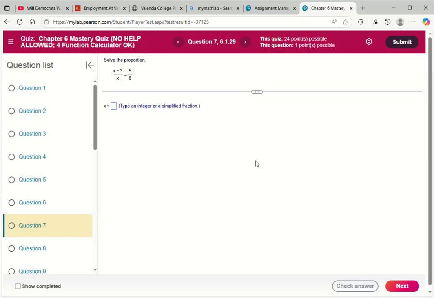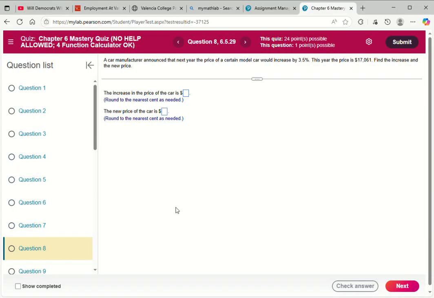The next question, question number 7, says solve the proportion. The proportion is x minus 3 all divided by x equals 5/8. Question number 8 says a car manufacturer announced that next year the price of a certain model car would increase by 3.5%. This year the price is $17,061. Find the increase and the new price.